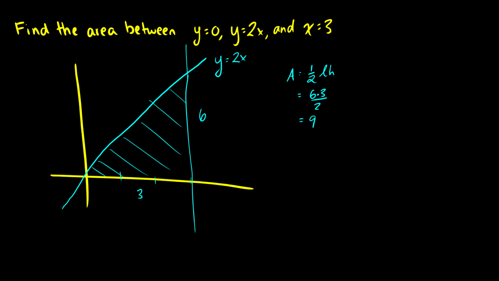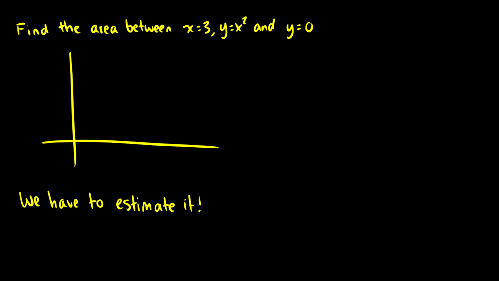So again, finding the area of objects we know is pretty simple. However, when I give a question like find the area between x equals 3, which here is the line x equals 3, and y equals x squared, well, this is a little bit more difficult because we're finding the area underneath a parabola. And this is not necessarily the easiest thing to do because we don't have any formulas for it. We can estimate it and say, well, this is kind of a triangle.